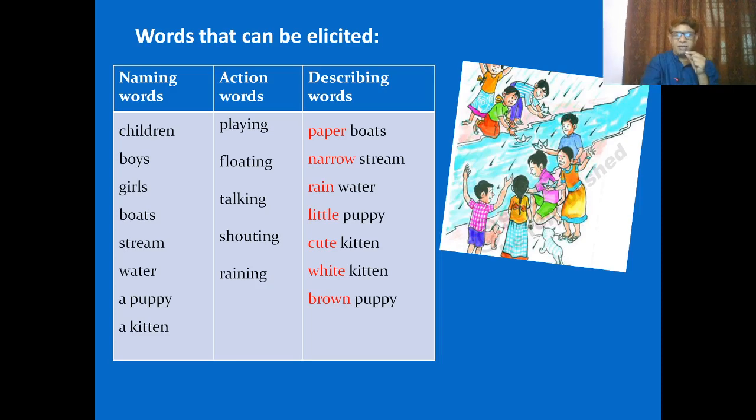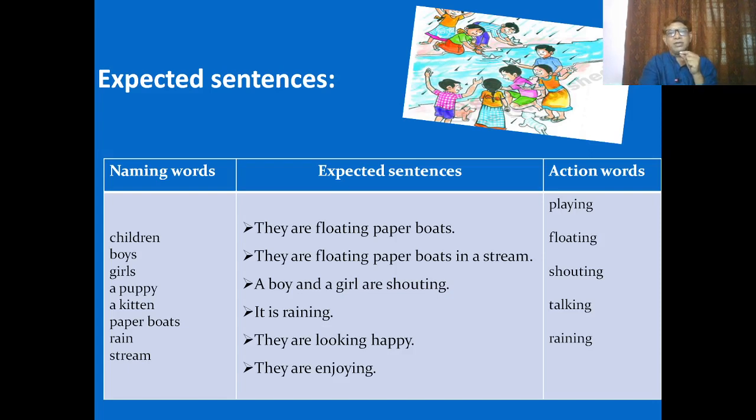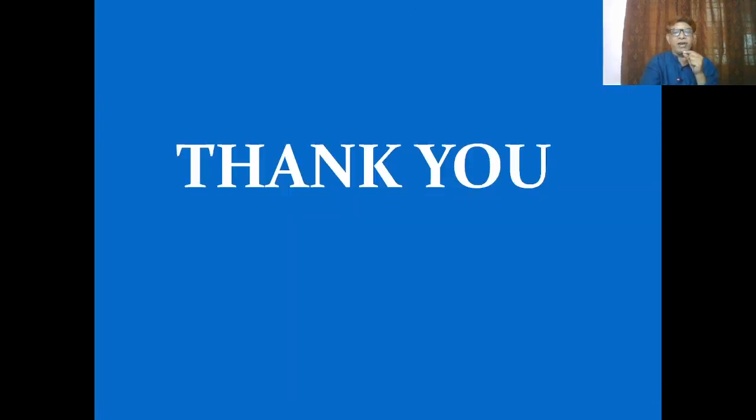And after writing the words, we can also write the sentences like this. So when we write the sentences like this, we need to take care of the naming words on one side and action words on another side. By using the set of naming words and action words, we can frame the sentences like this. So in this way, we need to frame sentences by using a picture.